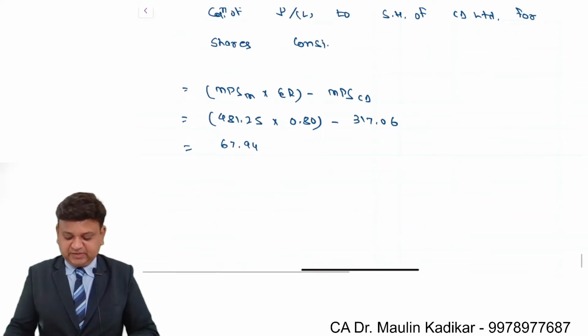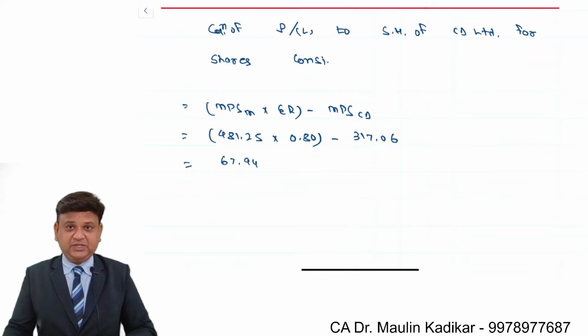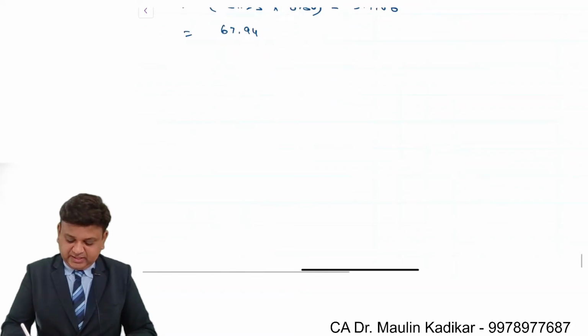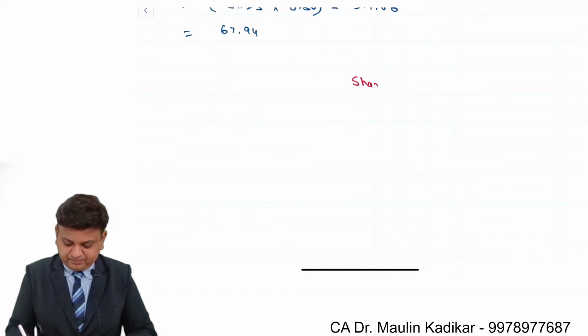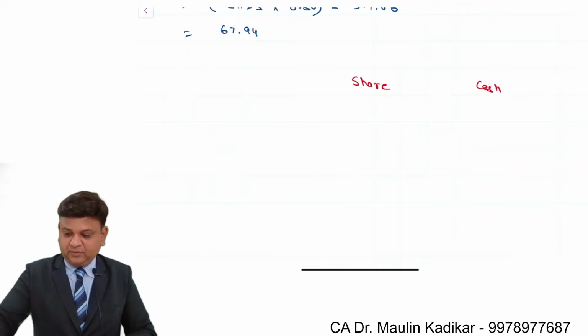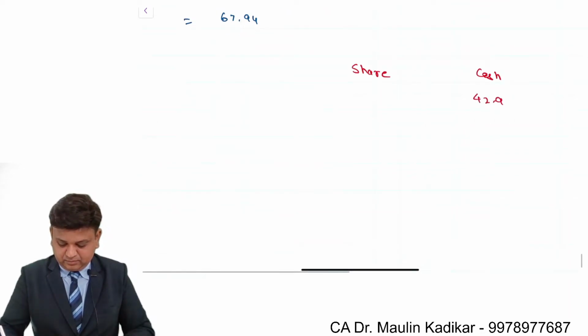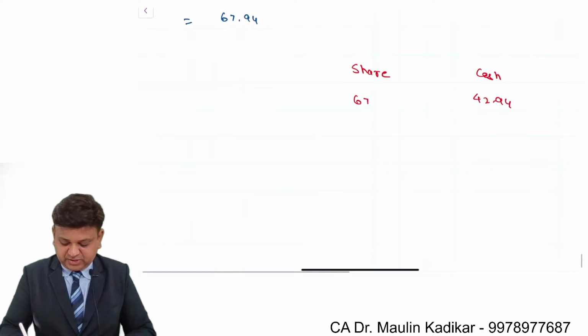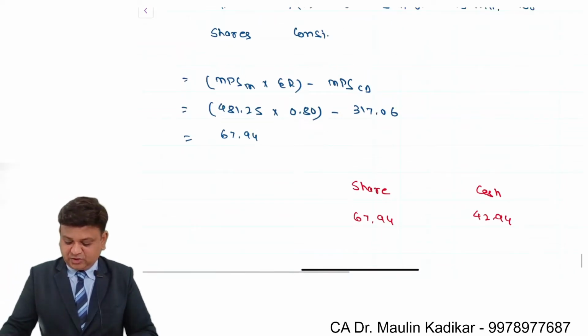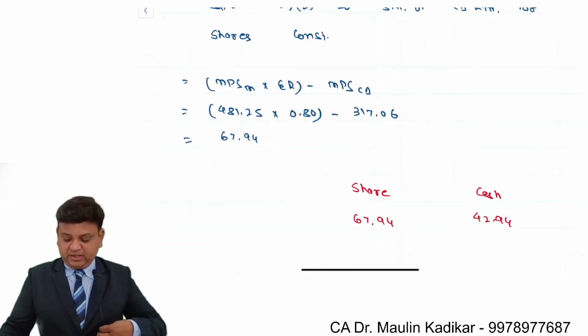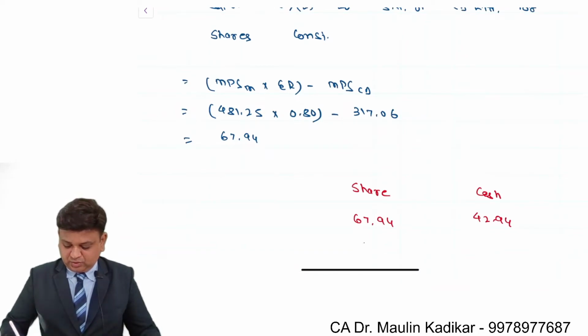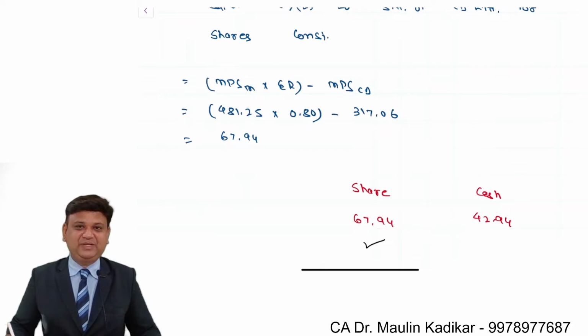So we understand that finally we are required to make a comparison like this. That in case of share offer and in case of cash offer. For cash offer we already have found it. It is 42.94. And for share it is 67.94. So we'll select an option which is better in terms of the profit. So the share offer is acceptable in this case.